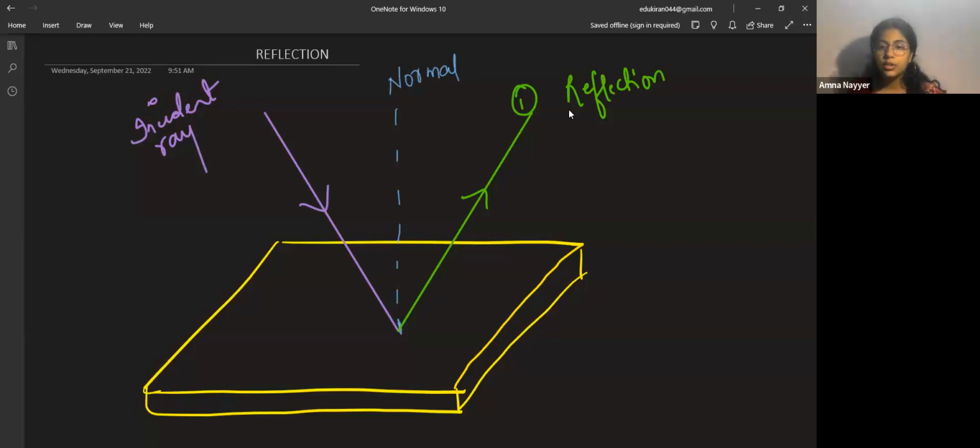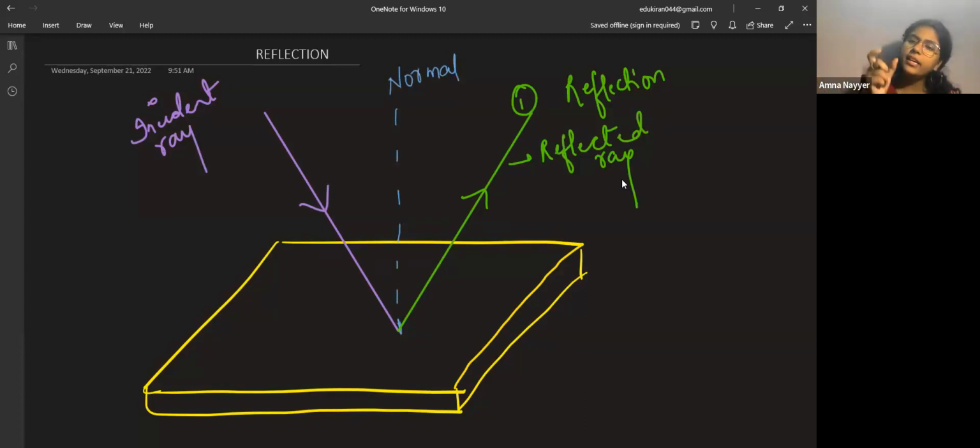Reflection. So this ray of light which came onto the surface and which is now bouncing back is called the reflected ray. So the incident ray now gets converted into a reflected ray. And why again reflected ray? Because this is not the entire light. This is just a part of the light, right? So the first phenomenon which can occur is reflection.